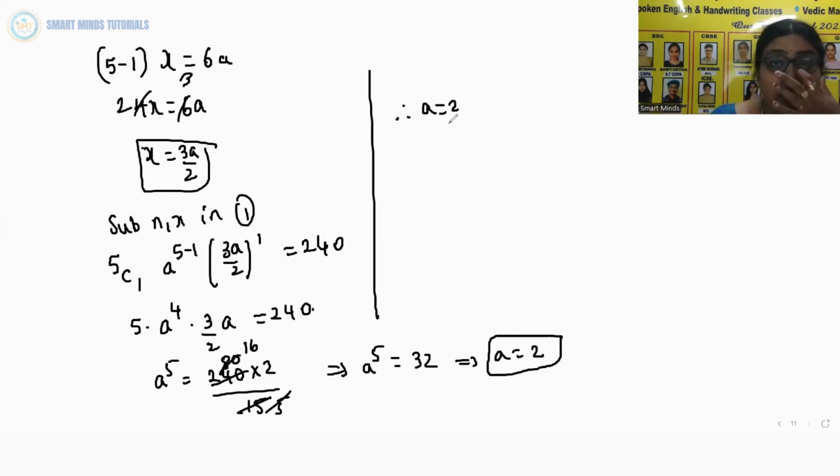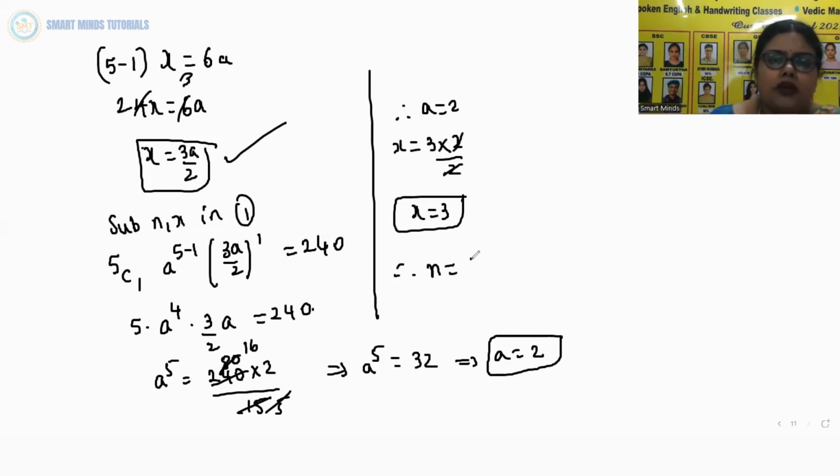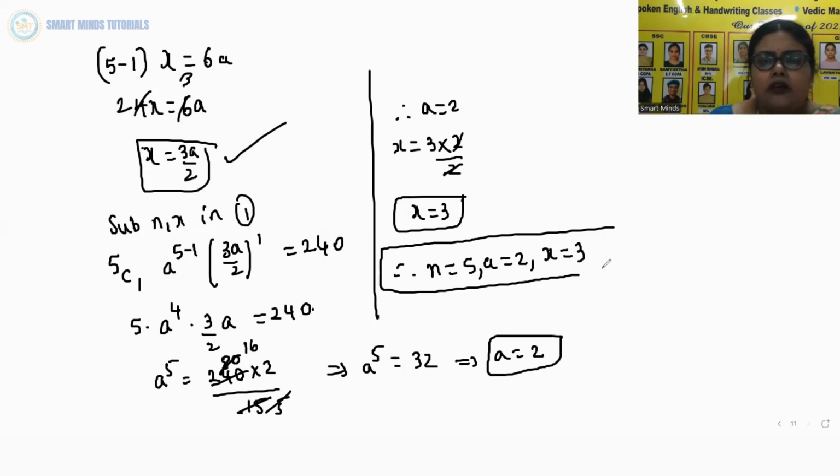Now after you got a is equal to 2, substitute in this equation. You will get x is equal to 3 into 2 by 2. 2 and 2 cancel, x is equal to 3. Therefore n is equal to 5, a is equal to 2, x is equal to 3. This is the final conclusion.